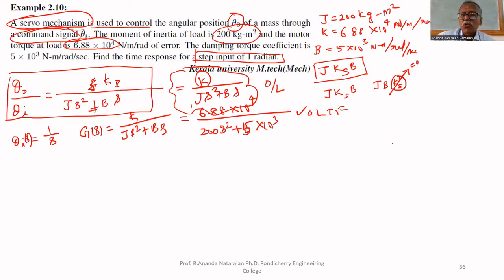Servo mechanism means closed loop. Servo mechanism means there will be a reference, the system will be here, and there is a feedback. That is the meaning. Servo mechanism means a feedback system.